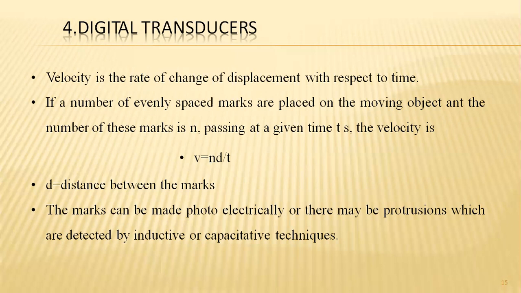the velocity is the rate of change of displacement with respect to time, which is identified in the case of these digital transducers, and it is calculated with the formula V equals N into D by T, where N is the number of the moving objects or mass, D is the displacement or the distance between the mass, and T is the particular time factor, time bound.